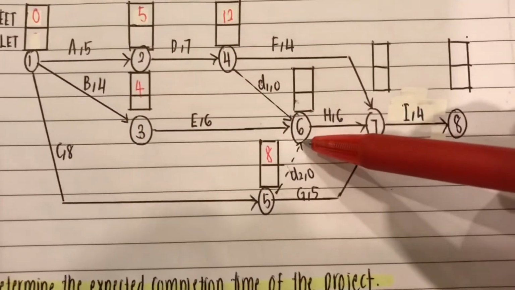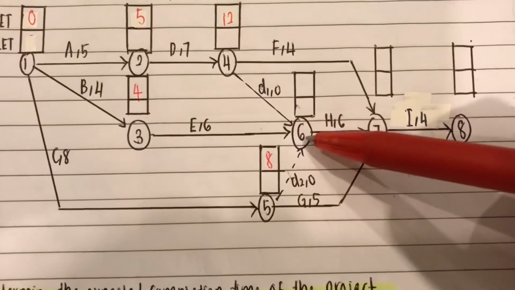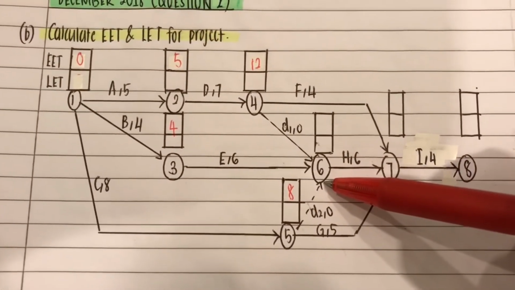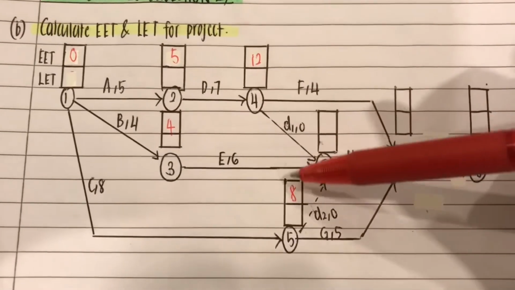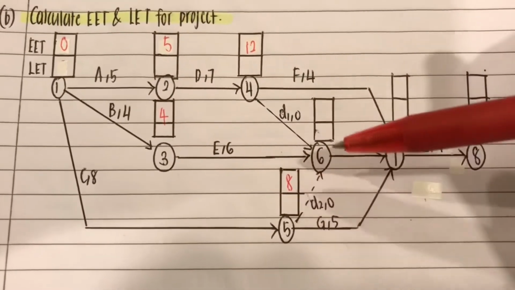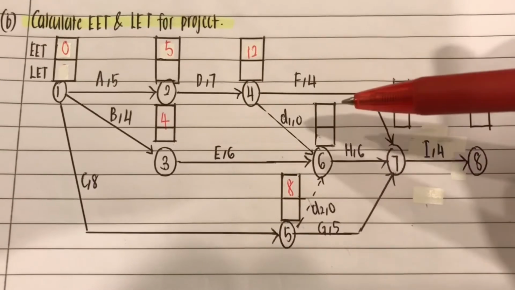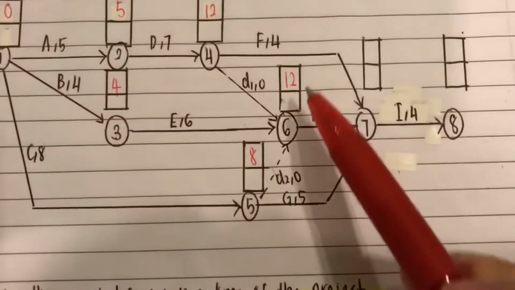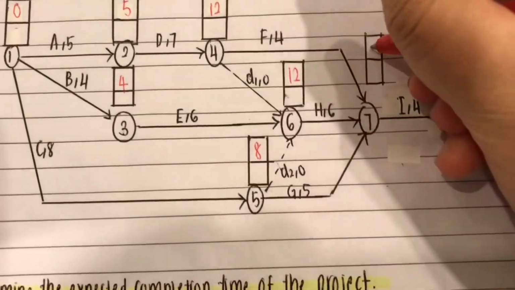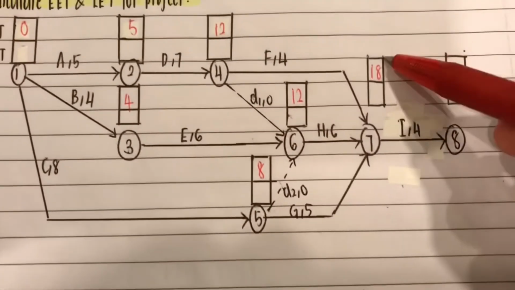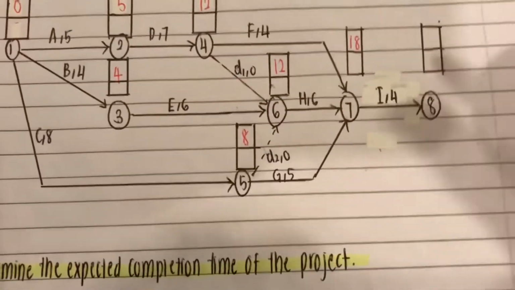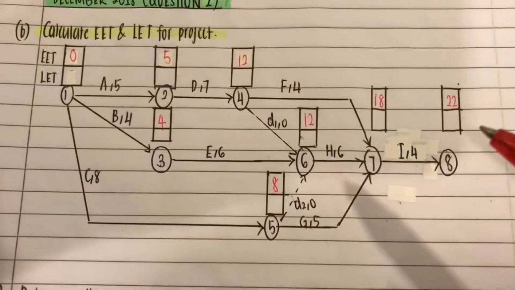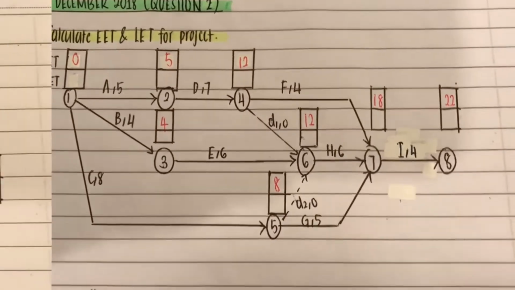And now we'll look at number 6. So what happens here in number 6 is that you have the option either to take this number or this number. Keep in mind that for forward pass, you will have to take the bigger number. So you'll take 12. 12 plus 6 will be 18. 18 plus 4 will be 22. So that will be your EET forward pass.